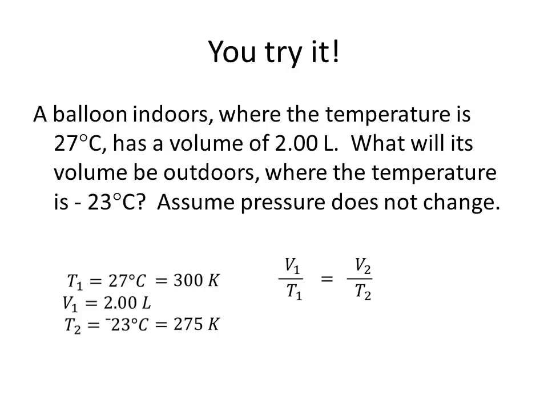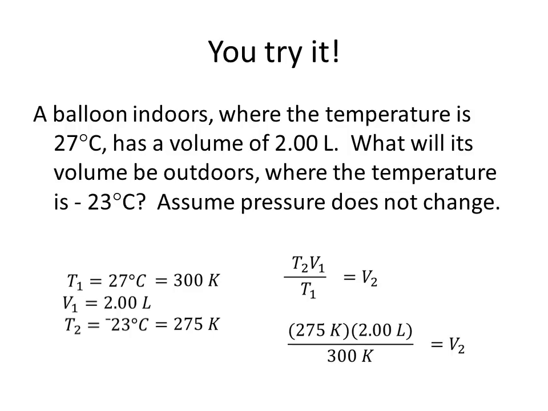Now, V2 is what I need to solve for. So I'm going to rearrange my equation by multiplying both sides of the equation by V2. Multiplying both sides of the equation by V2 gives V2 all by itself, which is what you need to solve for. It also gives you that V2 is equal to T2 V1 over T1. Now that I've solved for V2, I can go ahead and plug in my values for T1, V1, and T2. I've plugged them into the equation, and then I plug them in my calculator, and I determined that my new volume, my V2, is equal to 1.83.